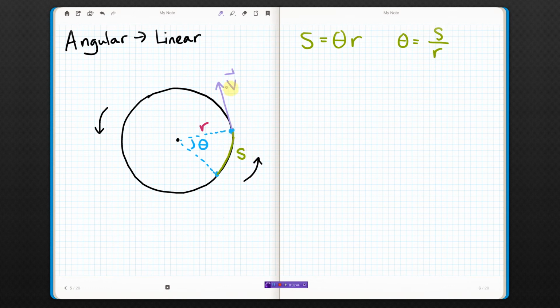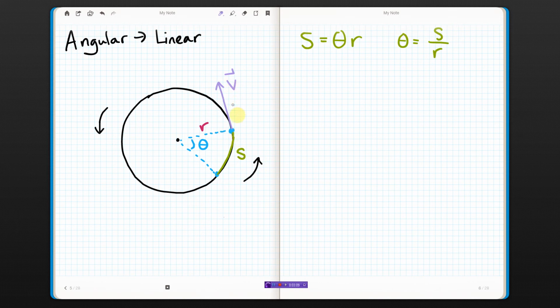So this is how many meters per second the dot traverses. And the angular velocity is how many radians per second the dot traverses. So to equate those together is pretty easy.